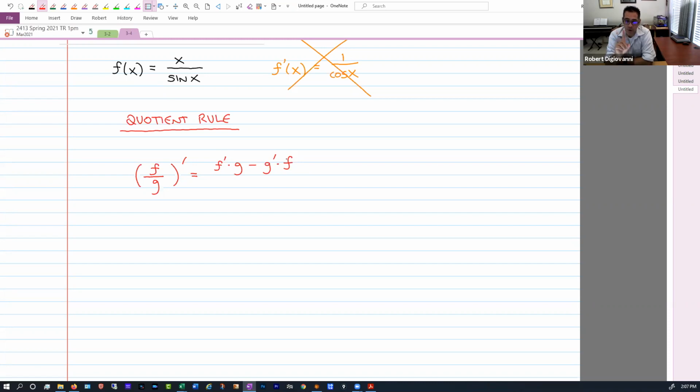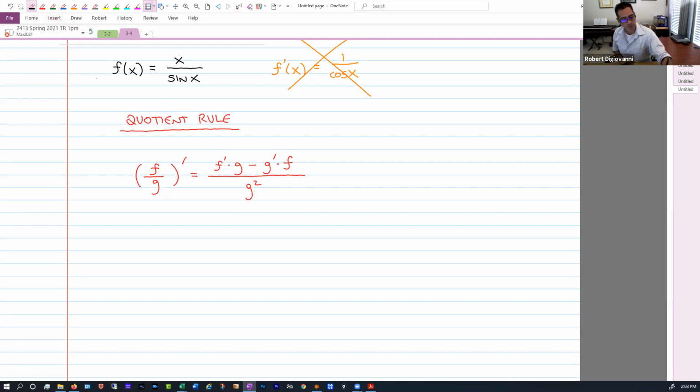But there's one more thing, and you won't expect this at all. You have to take that entire answer and divide it by g squared. So you're going to almost do a product rule, but make it minus instead of plus. And then once you're done with all that, you'll divide by g squared. That means don't take the derivative of g, just take whatever g was and square it.